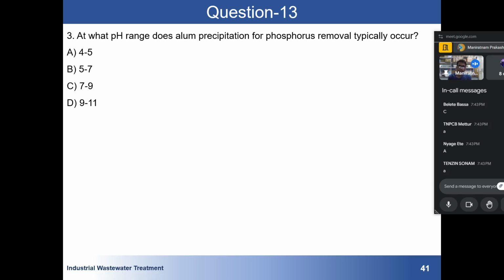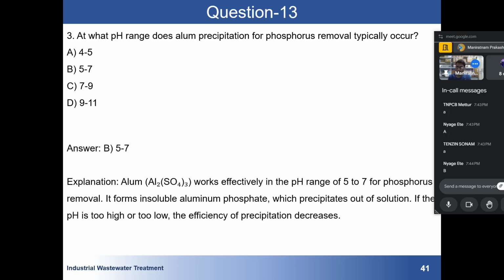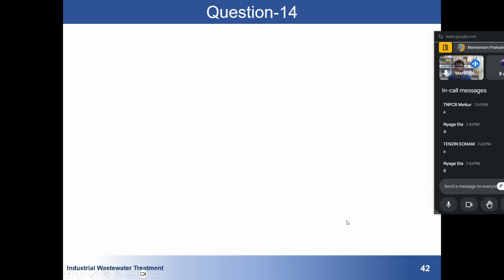In what pH range does alum precipitation for phosphorus removal typically occur? This thing we have discussed. B. What about others? Yes, B is the correct answer. Alum, that is Al2(SO4)3.18H2O, effectively works in the pH range of 5 to 7 for phosphorus removal. It forms aluminum hydroxide which precipitates out of the solution. If the pH is too high or low, the efficiency of precipitation decreases.